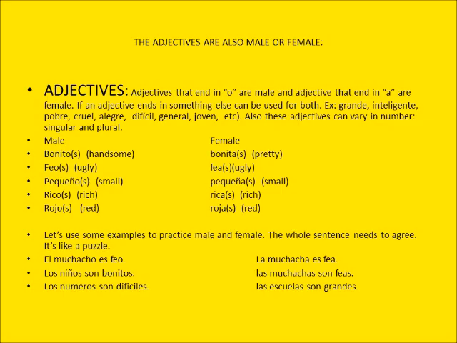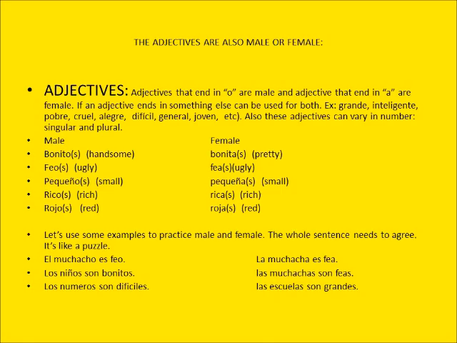We have bonito, feo, pequeño, rico, rojo. And of course you can add the letter S in this case to have the plural form. Now female, you have bonita, fea, pequeña, rica, and roja. And again, you can add the letter S to make the plural form.